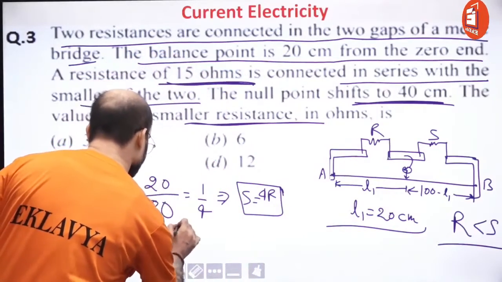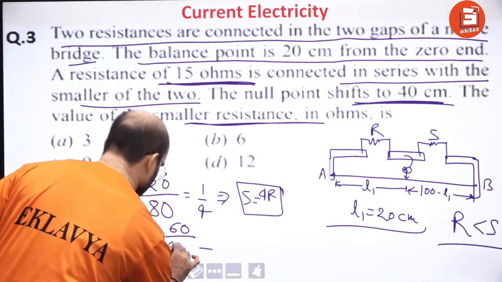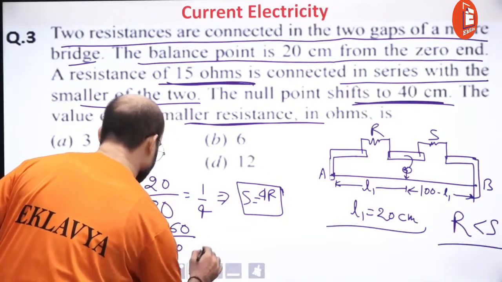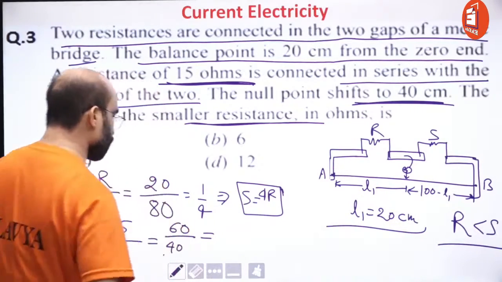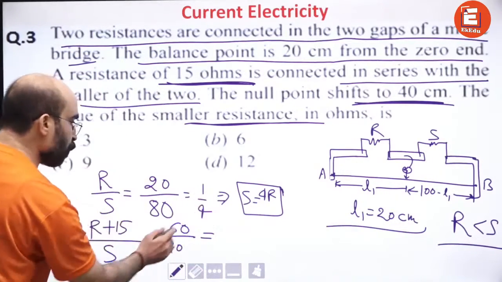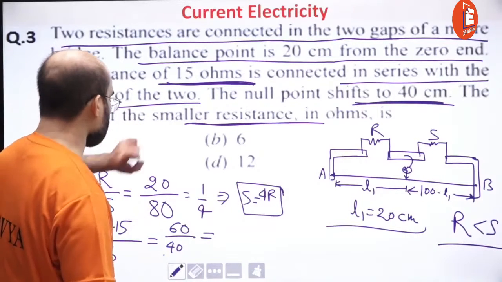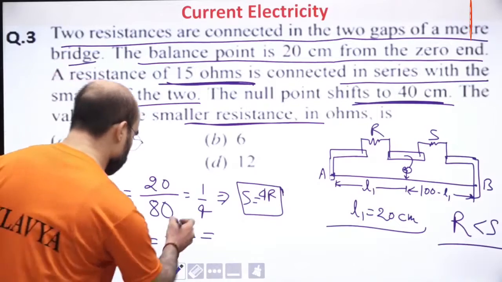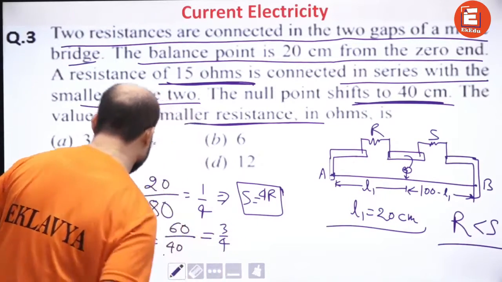So what you will have is 60 upon 100 minus 60, that is 40, right? So further, just note down this thing. The S value is 4R, that you will put here. The smaller value you are supposed to find out. So this is 3 by 4.